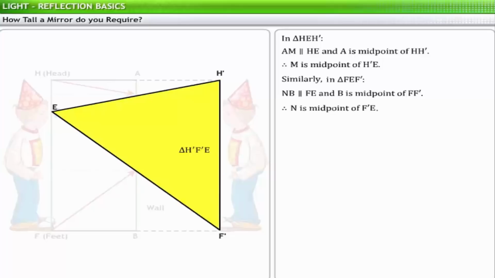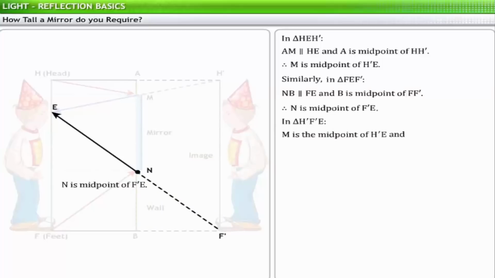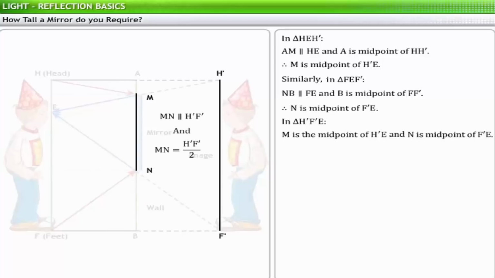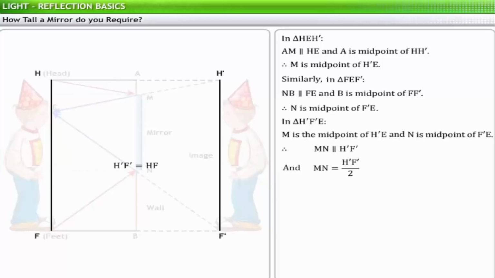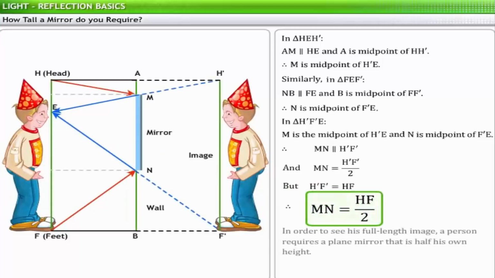Now in triangle H'F'E, M is the midpoint of H'E, and N is the midpoint of F'E. Therefore, MN is parallel to and half of H'F'. But H'F' is equal to HF. Therefore, MN is equal to half of HF. Thus, in order to see his full-length image, a person requires a plane mirror that is half his own height.